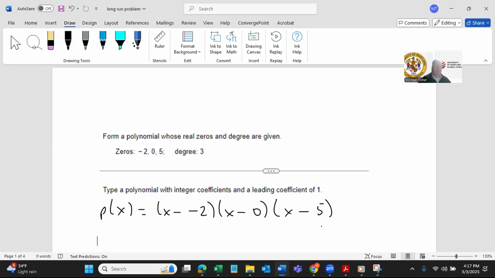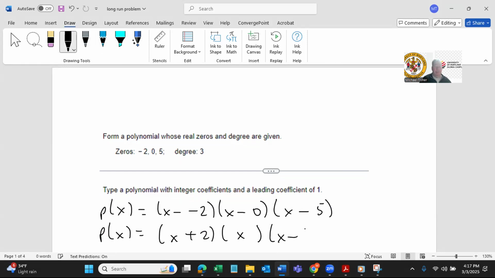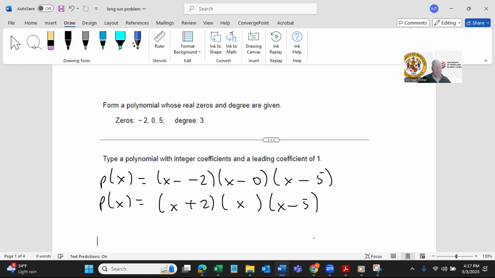But to make sure that this is the answer, let's go ahead and multiply all this stuff out. All right, we have x minus negative as an x plus. So we have x plus 2, times x minus 0 is just x, times x minus 5. Okay, now to make sure we have a degree of 3, we want to get rid of these parentheses. So to get rid of them, we have to continue multiplying this out.